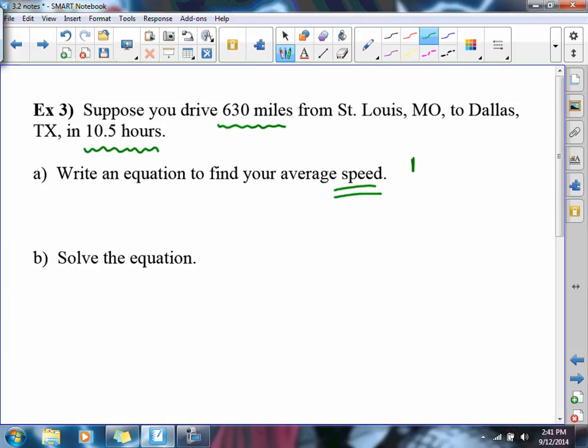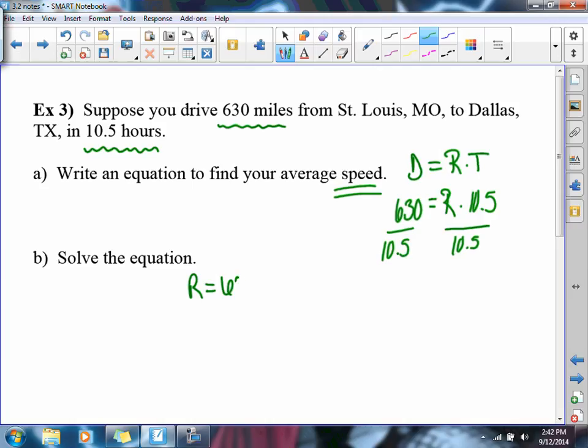So we're really using distance equals rate times time, which is a formula we already know. I'm going to substitute in what I am told. I'm told the distance is 630. I'm trying to find the rate. I'm told my time is 10.5. So there's the equation now that I have to solve for. And the way to solve this is to divide both sides by 10.5. If I'm trying to solve for the rate, I have to divide by the number that's attached to it. So 630 divided by 10.5 will get me a rate of 60 miles per hour. I want to make sure you label it.